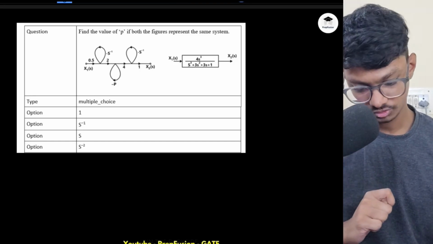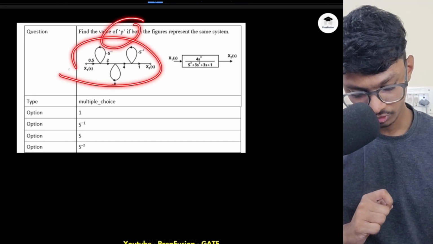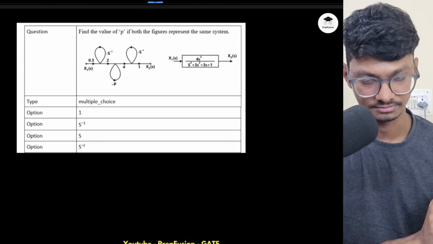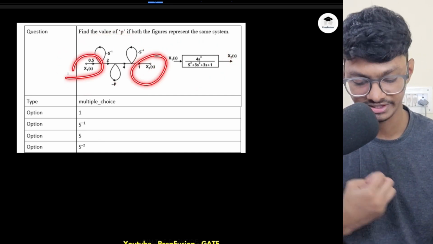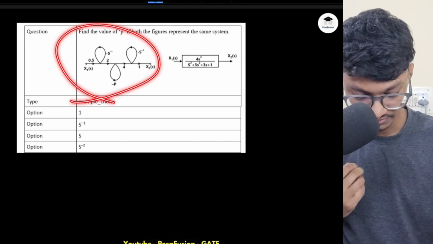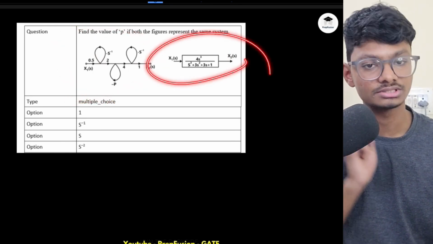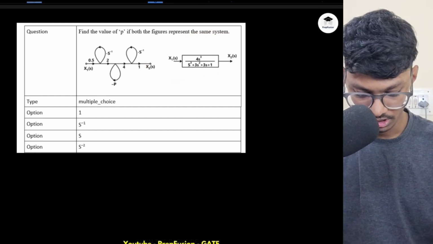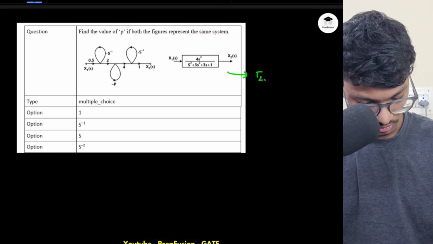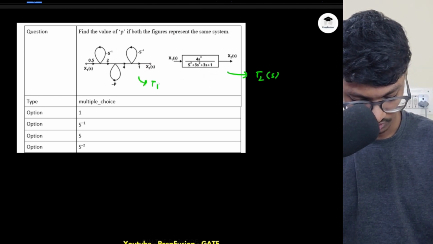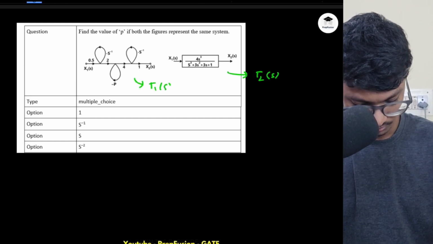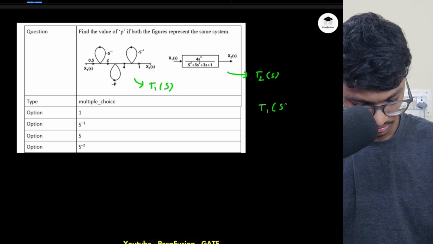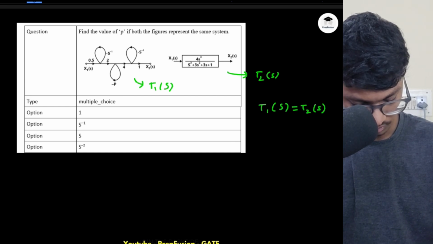Let's solve this question. Here we have to find the value of P if both of the figures represent the same system. What does it mean? If they represent the same system, then the ratio of X2(s) by X1(s) should be the same. That is, the transfer function obtained from system 1 should be the same as the transfer function obtained from system 2. So my T1(s) should be equal to my T2(s).